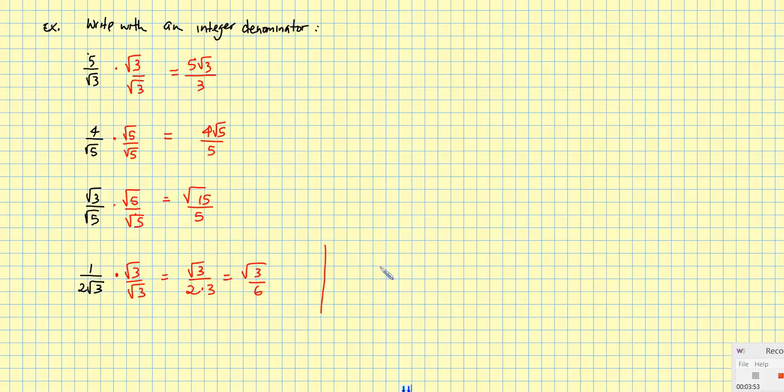Now, if I chose to multiply by 2 root 3 over 2 root 3, that is absolutely possible. I can just get 2 root 3 times 1 is 2 root 3, and this would go to 4 times 3, which gives me 2 root 3 over 12.